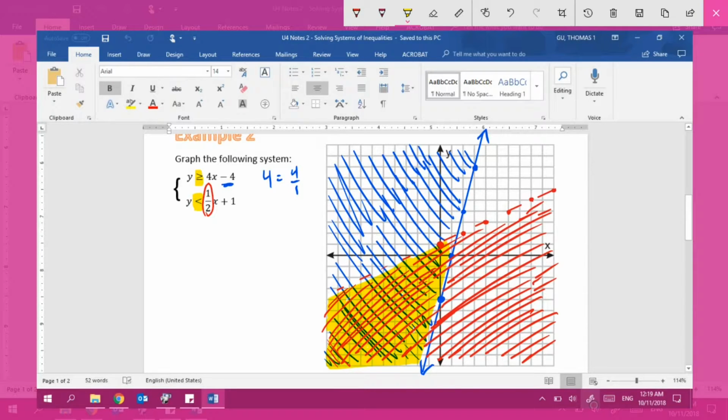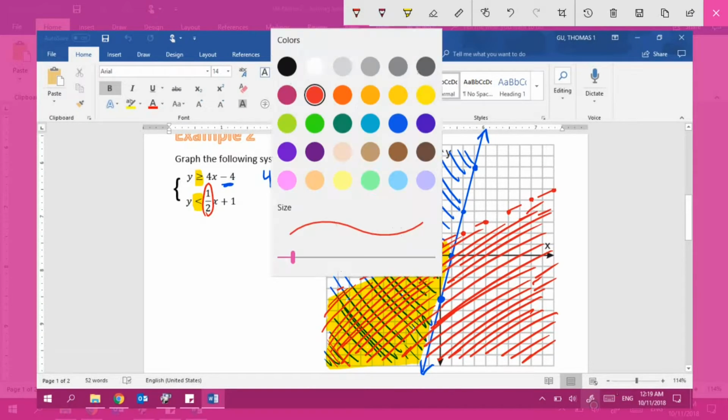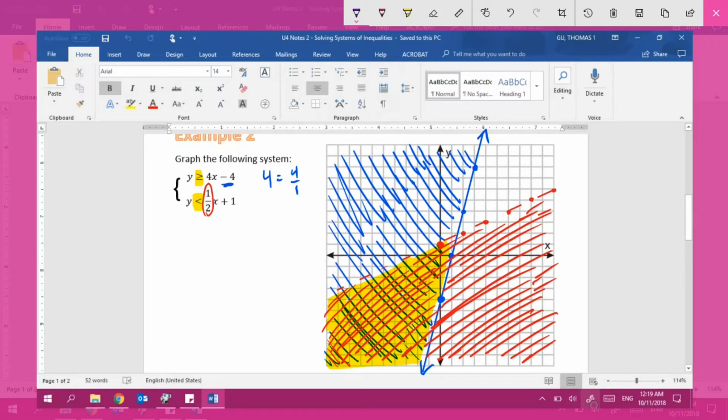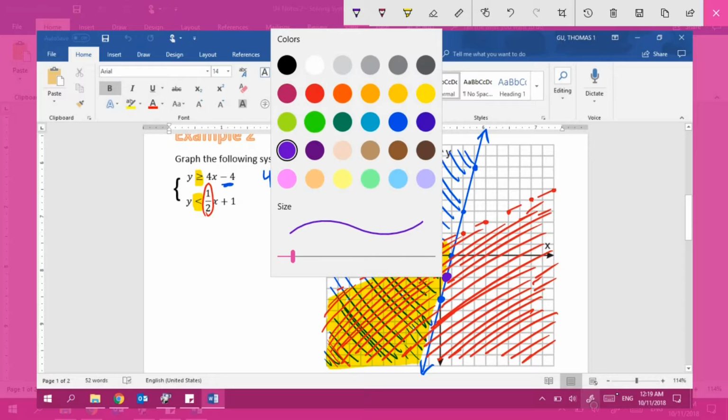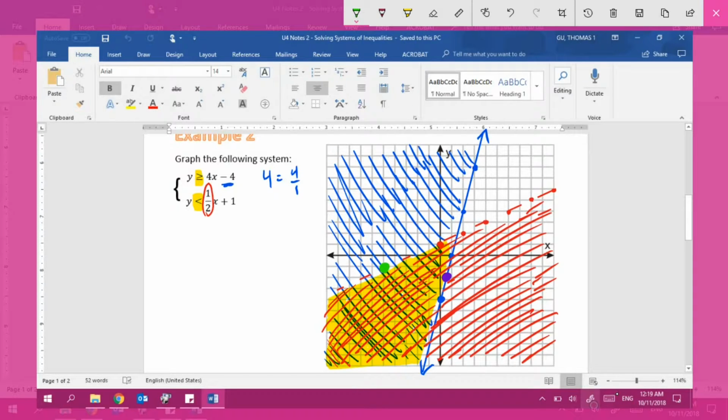And there it is. Now remember, just like I said last time, if it's a solid line, points on the solid line count as a solution. So if I had a point right here, this purple dot, that would be a solution. It's on the solid line. But if I had a point on this dotted line over here, let me use light green, you can see it a little better maybe, right here, that would not be a solution because it's on the dotted line. Dotted lines do not count as part of a solution.